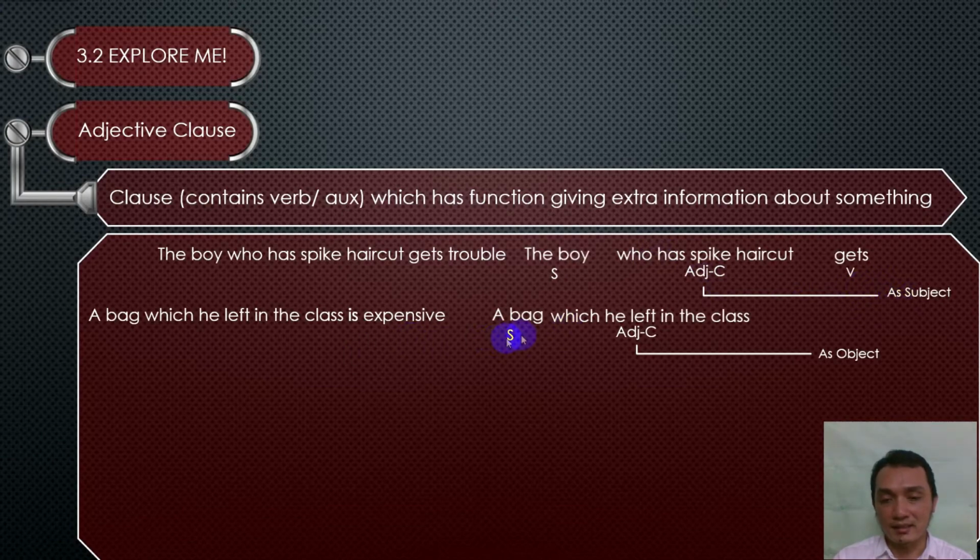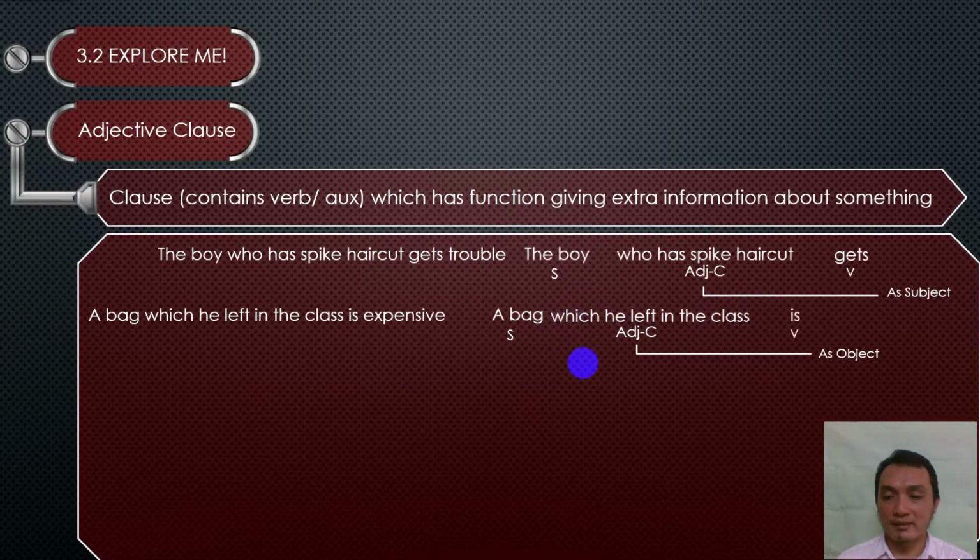While in the second sentence, "a bag which he left in the class", "he" is the subject, "left" is the verb, and "in the class" is an adverb, and we miss the object. So that means "which" here is the substitution of the object that is not available in this clause. So this is called adjective clause as object. A bag is given extra information by this clause.